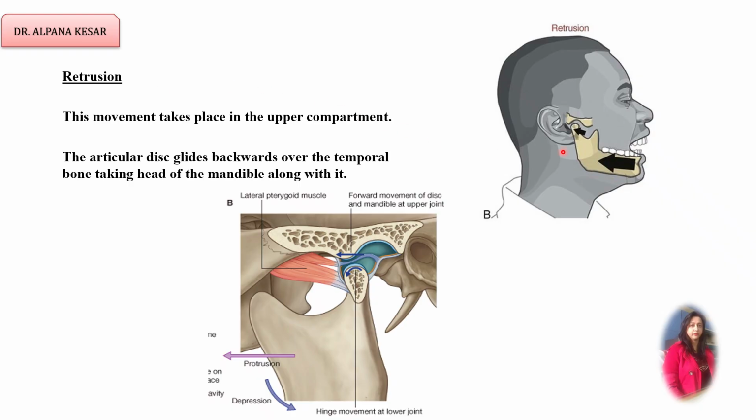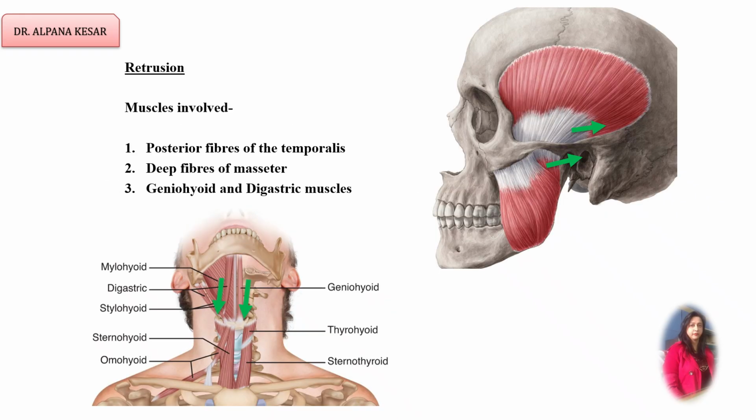Retrusion is the backward movement of the mandible which takes place in the upper compartment. In this movement, the head of the mandible along with the articular disc glides backwards, taking the mandible along with it. Muscles involved in retrusion of mandible are the posterior fibers of temporalis, the deep fibers of masseter, geniohyoid, and digastric muscles.